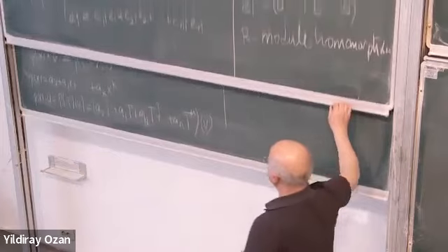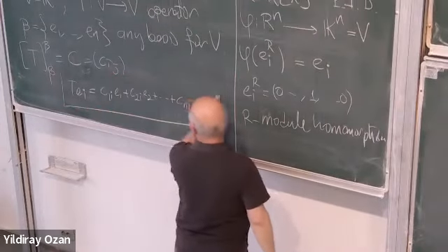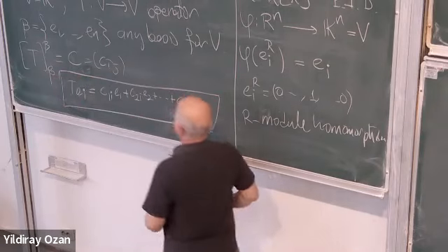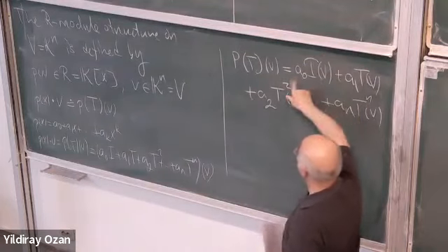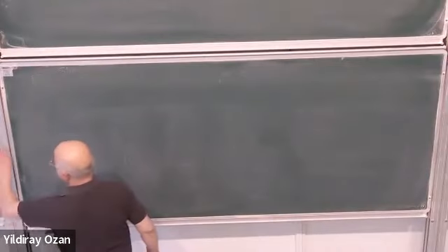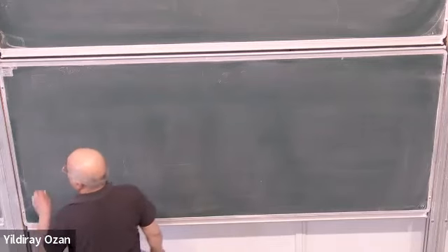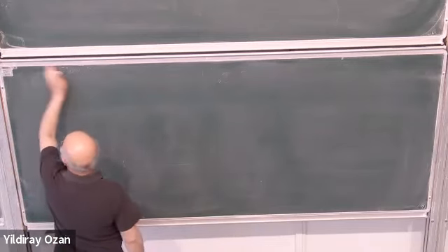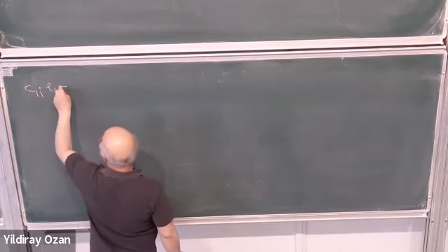Using this identity and the definition of this module structure, we can write the following. This is something I have done last time again. So let me rewrite that identity. That is c_1i e_1.